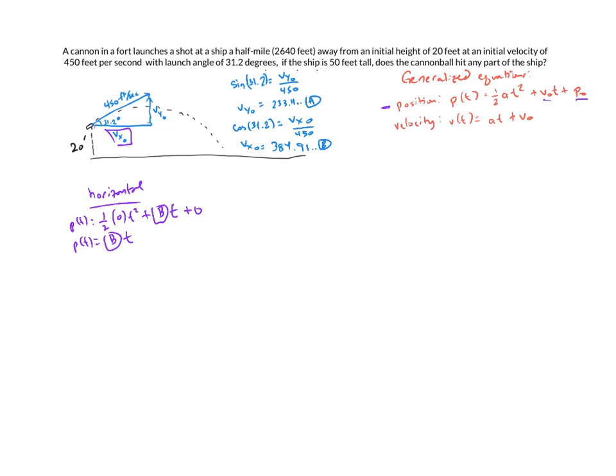is b times t. My horizontal velocity equation, should I need it, again, the acceleration is 0, and the initial velocity is b. So that equation is always just going to be b, which makes sense because we talked about there's no acceleration in the horizontal direction, so that velocity should always be constant. So I'm just going to mark these just in case I need to come back to them. And now I'm going to do the vertical information.